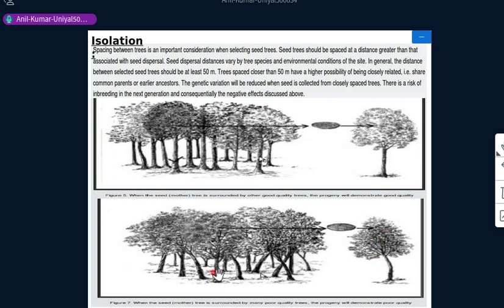Even if the tree has desirability of all the characters, there may be a chance of cross pollination from these malformed trees also, or the resultant may be like this. So if we have this type of stand where very few malformed trees are there, but a good number of trees having good form are there, then their result will be like this. It will be like our desirability.